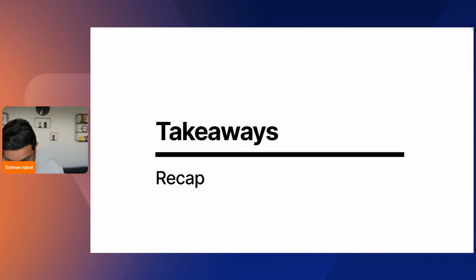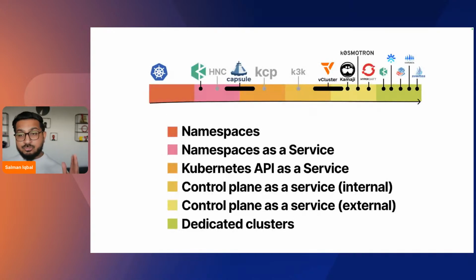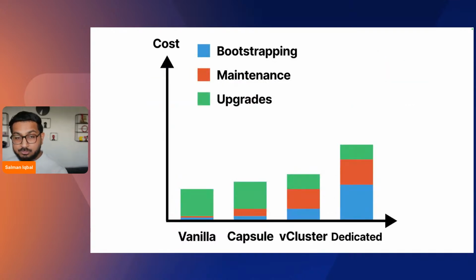So what are the takeaways, right? Let's summarize. What we want from non-production environments is to have low cost, low complexity, and high governance. And I showed you options here from left to right. We talked about the 4 options, and we looked at what you can get in terms of cost and complexity. And the options are in front of you. You can see them right there.